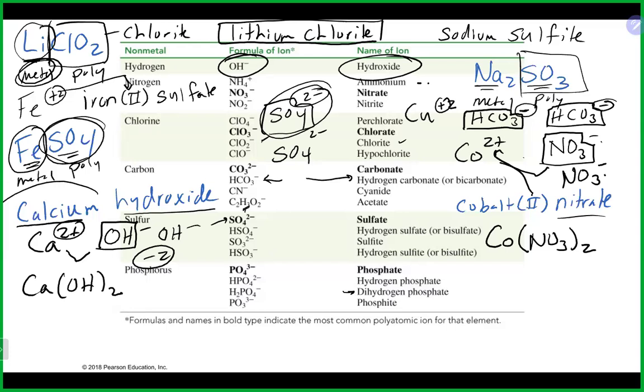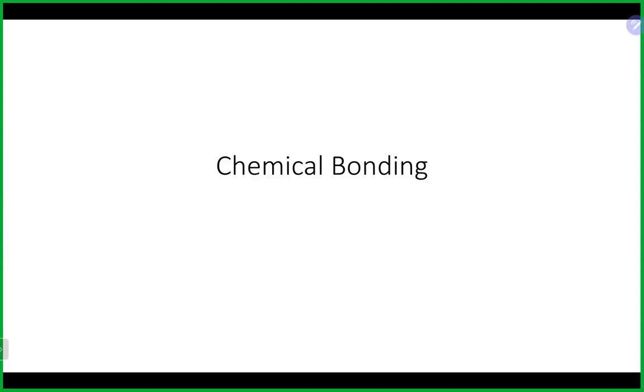That is naming, and I think we should take a break and think about what we just did. So now that we're done with naming, we'll talk about the other half of the chapter, which is bonding. We're going to talk about the different types of bonding. We're going to talk about how to draw Lewis structures and all that good stuff.